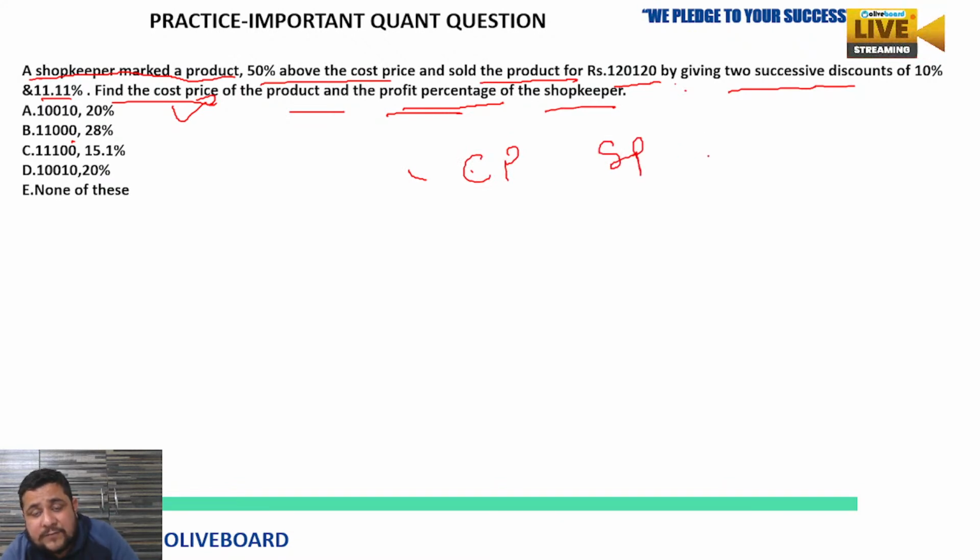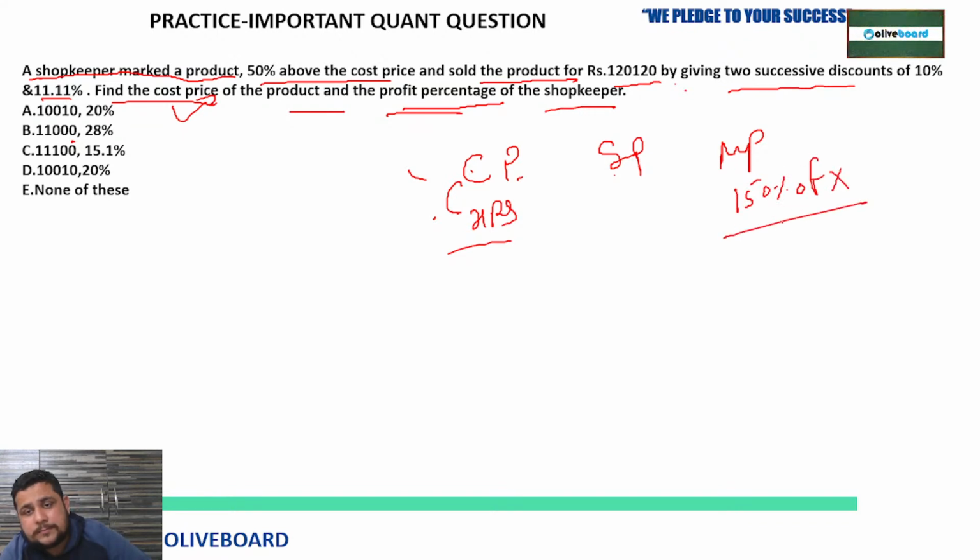You will understand the particular pattern of how you have to approach when you see a question like this, which is based on marked price. Okay, cost price, selling price, and marked price. So if they are marking 50% above the cost price, you can assume that the cost price is X rupees. Now the marked price would be what? 50% more than that, means 150% of X.